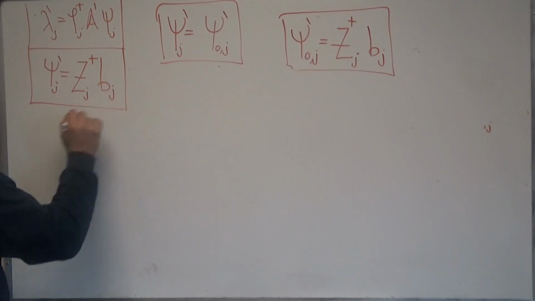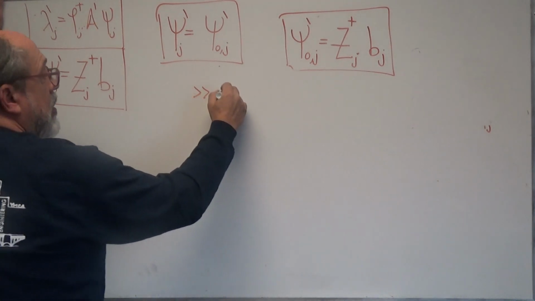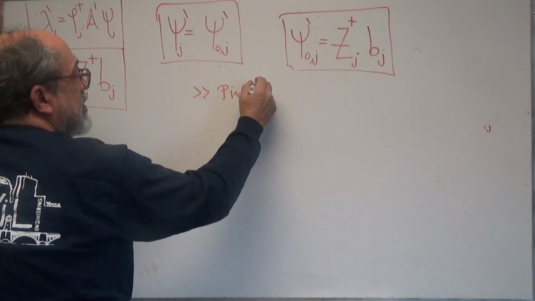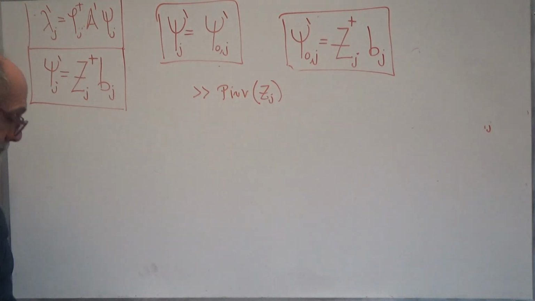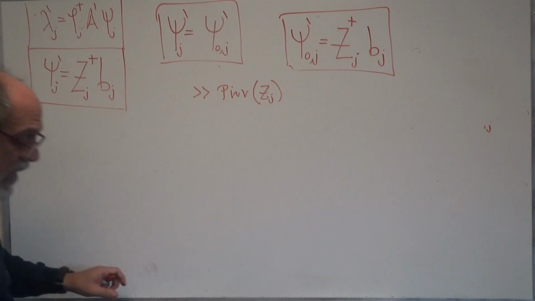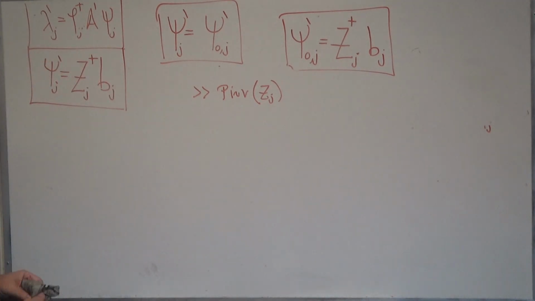In MATLAB, the command for pseudo-inverse is just PINV, right? So this would be something like this, PINV of Cj, if you were in the MATLAB command. To have the meaning, theoretically, we will have to do the singular value decomposition in more detail.